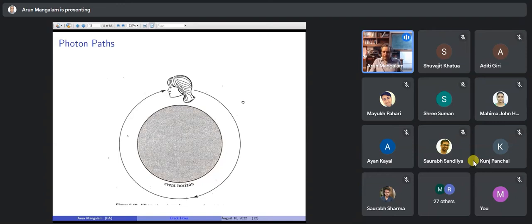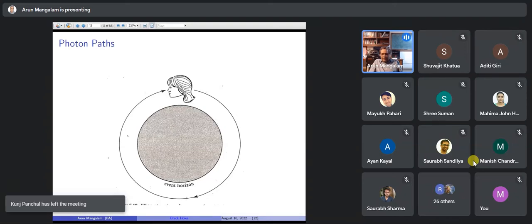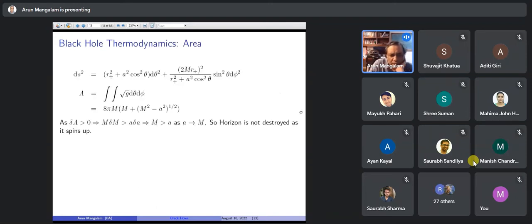Here's another example of a girl standing in front of the black hole, and she can see the back of her head because a photon from the back of her head can orbit around, and she can see it.